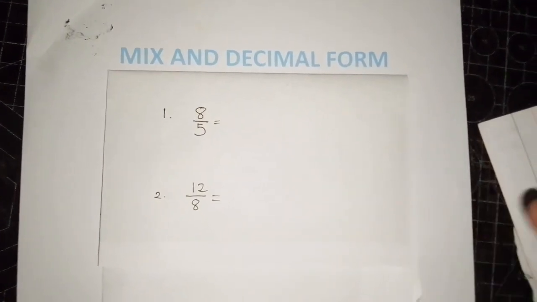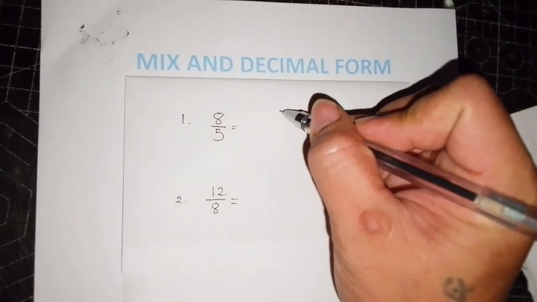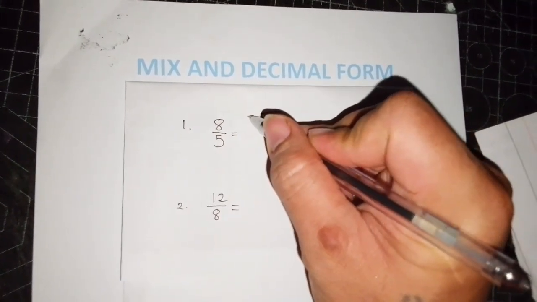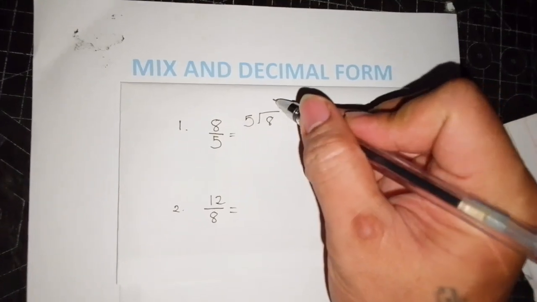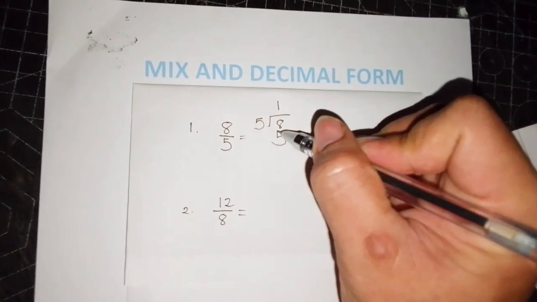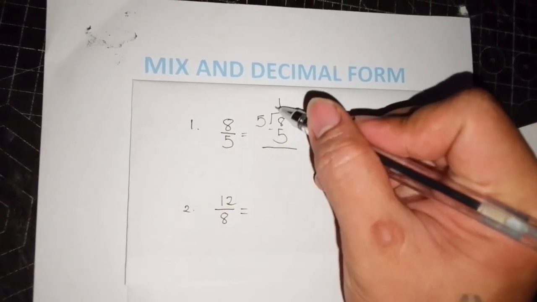Okay, so we have here a fraction, and we want to make it in the form of a mixed fraction and also in decimal form. So first is to divide the 8 by 5. So we have the divisor and the dividend.